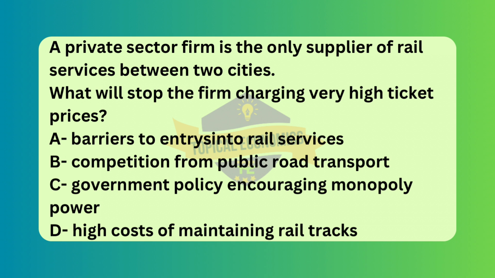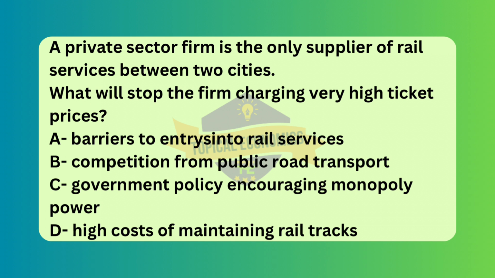This competition puts pressure on the rail company to keep prices reasonable, as consumers would likely choose more affordable options otherwise. On the other hand, barriers to entry into rail services, option A, could actually help the firm maintain monopoly power by preventing new competitors from entering the market, thus allowing the firm to set higher prices. While government policy encouraging monopoly power, option C, might enable the firm to charge higher prices without fear of competition, it doesn't inherently limit pricing. It would actually have the opposite effect, potentially allowing for higher prices if there is no regulatory oversight.